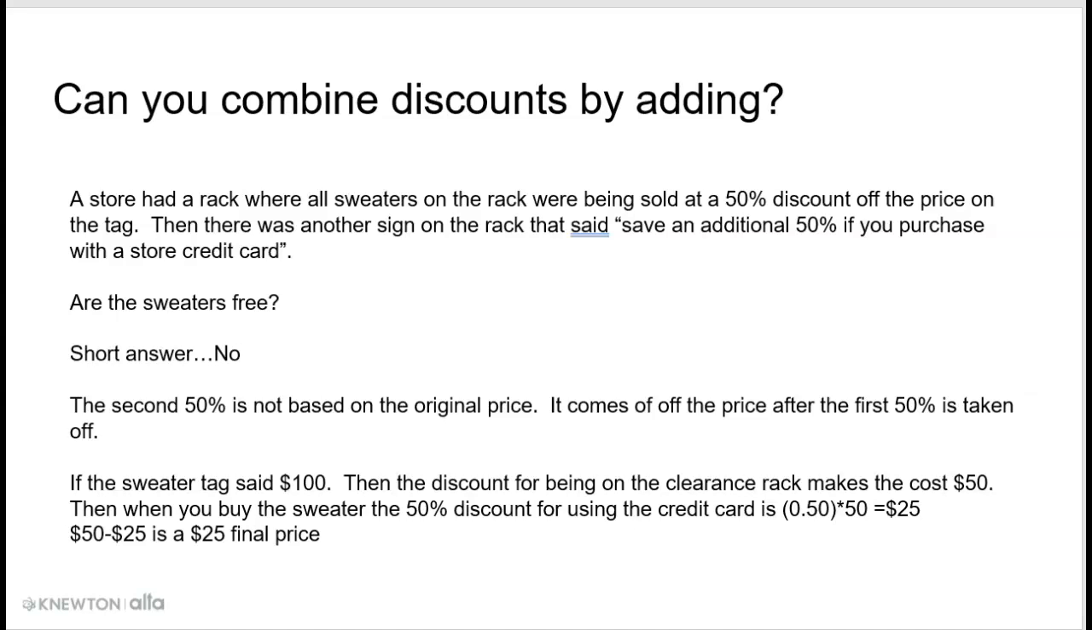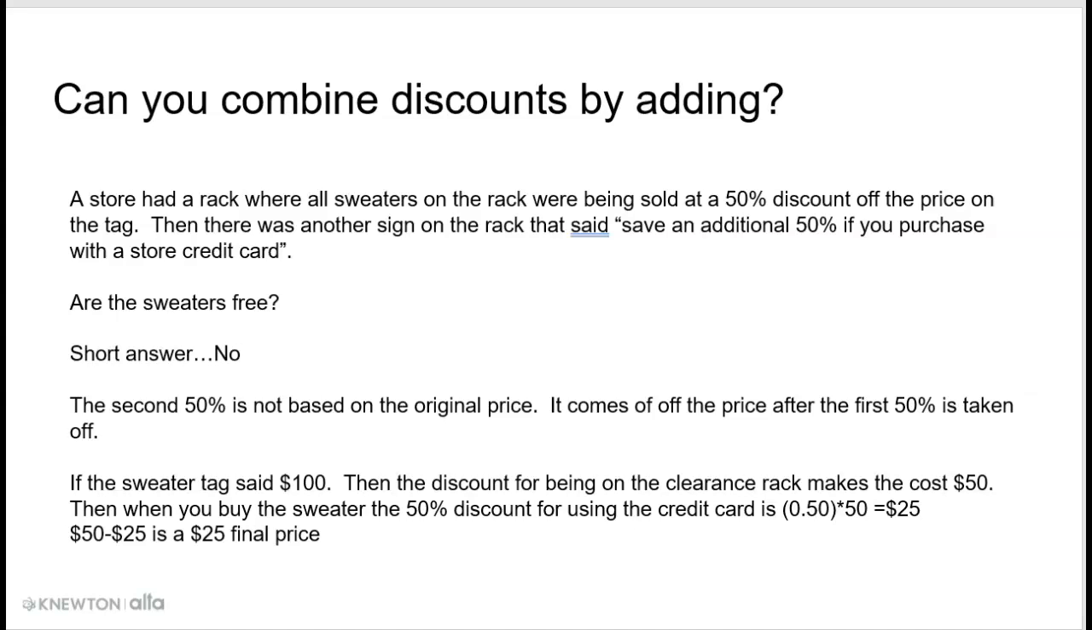So let's say a store had a rack where all sweaters in the rack were being sold at a 50% discount off the price on the tag. Then there was another sign on the rack that said save an additional 50% if you purchase with a store credit card. Are the sweaters free? Now, this example is extreme. More often it says save an additional 20%. What I want to point out is you don't save 70% off the original price. You don't save 100%, 50 plus 50.